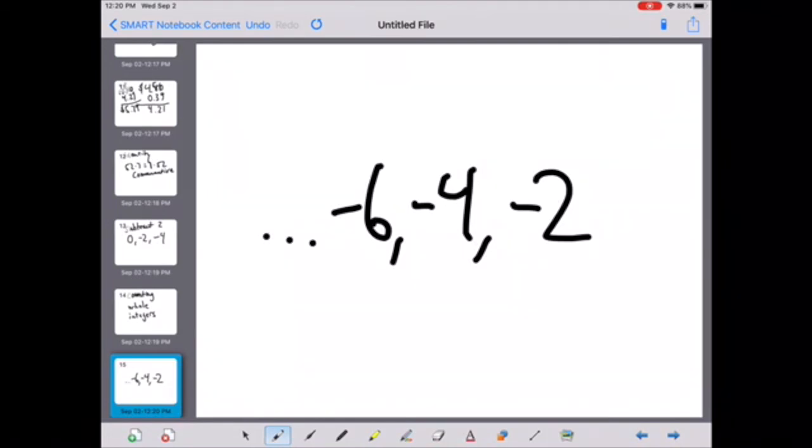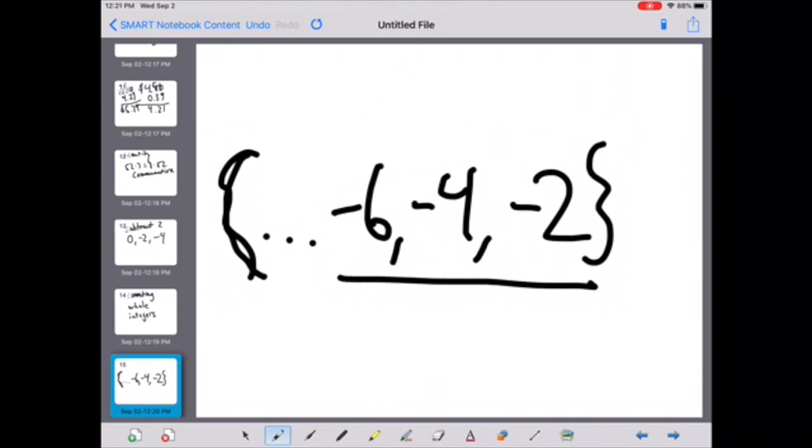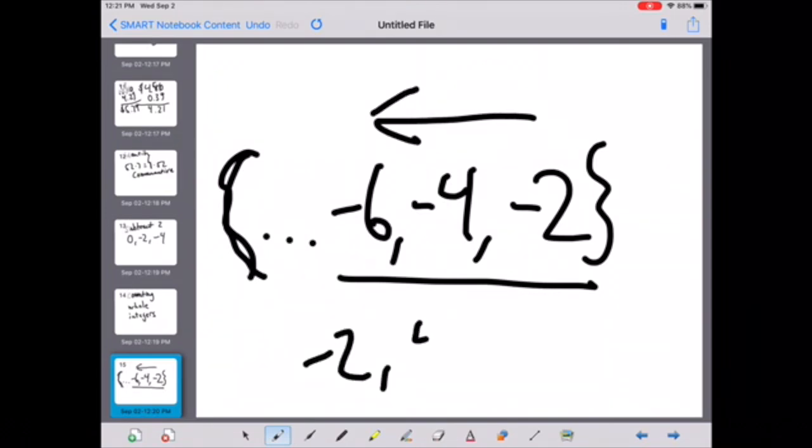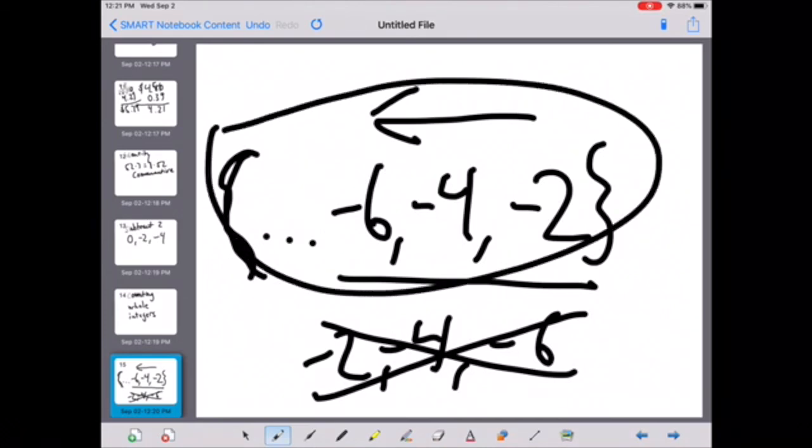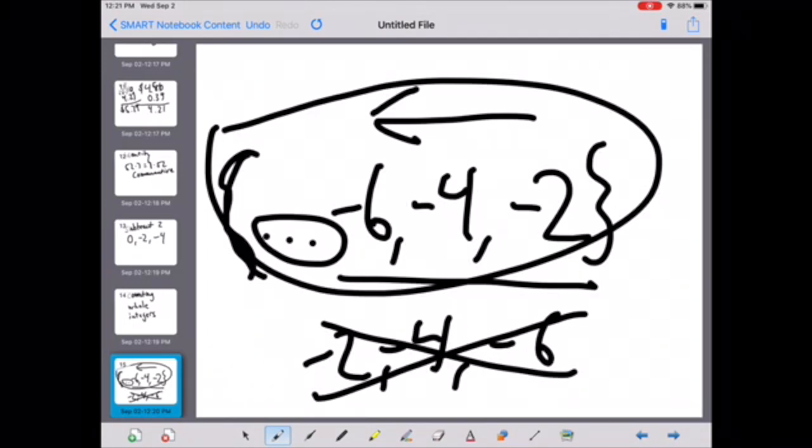So an ellipsis is these 3 dots, and then they want braces. So I just write a little squiggly line. You might make it look like kind of parentheses, but it really doesn't matter. But the biggest thing here, guys, is that you write negative numbers going that direction. So you didn't want to do -2, -4, -6. That's not how our number line works. So that one, bad. This one, good. Ellipsis on the left because it goes that direction.